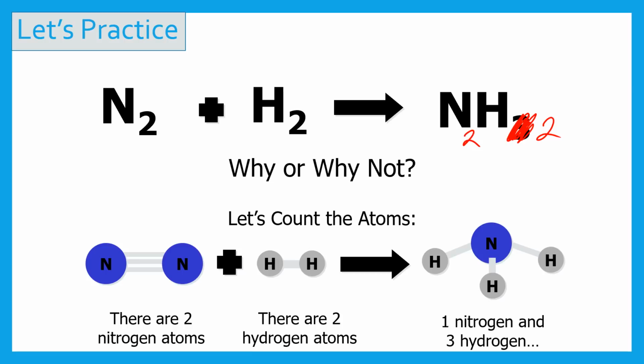I could even put another nitrogen in there. But the problem is I'm violating a fundamental law of the universe. I can't do that. I can't change my subscripts. So this is an unbalanced equation, but it doesn't mean that we can't balance it.